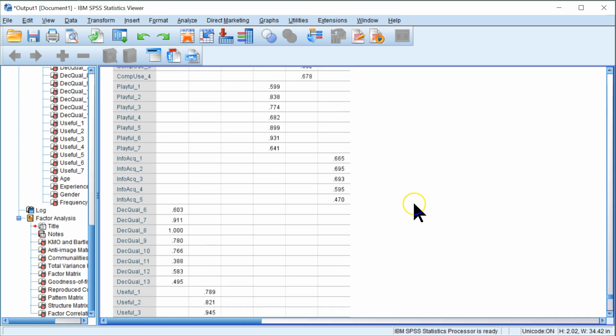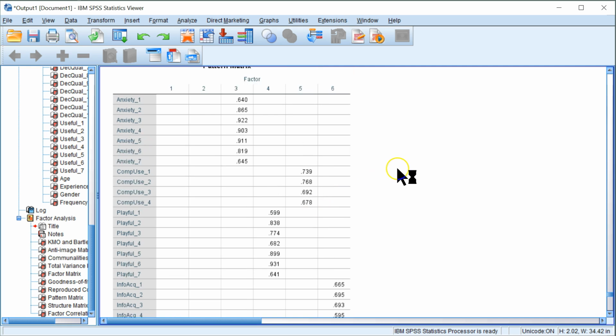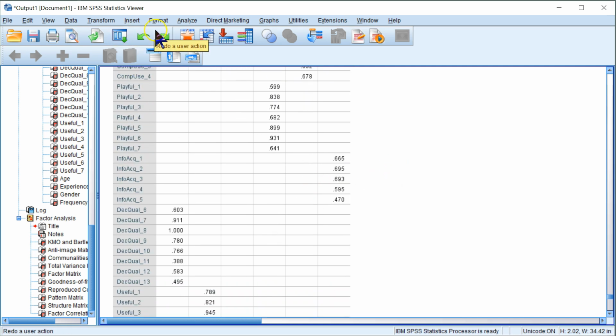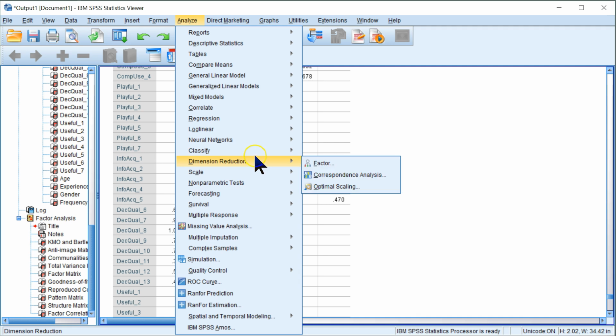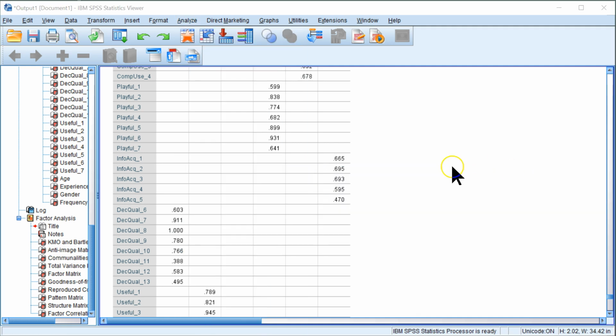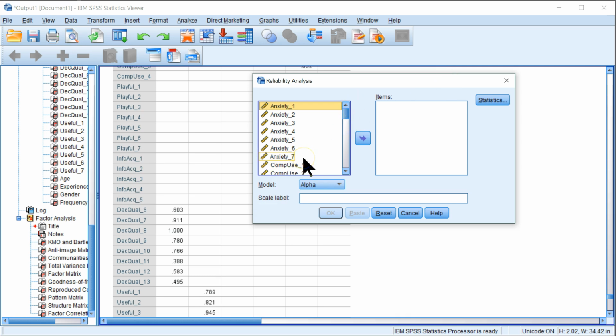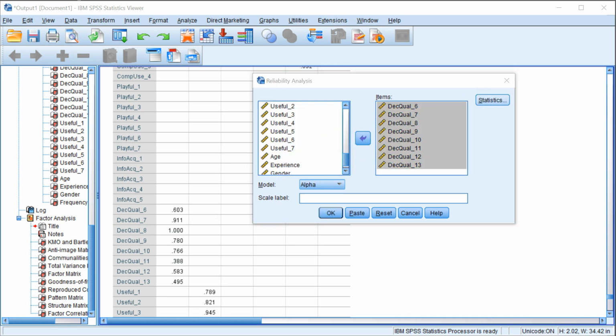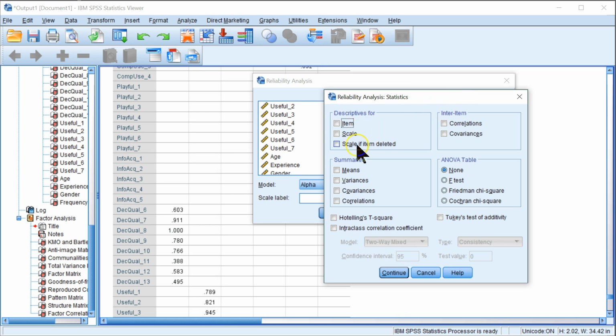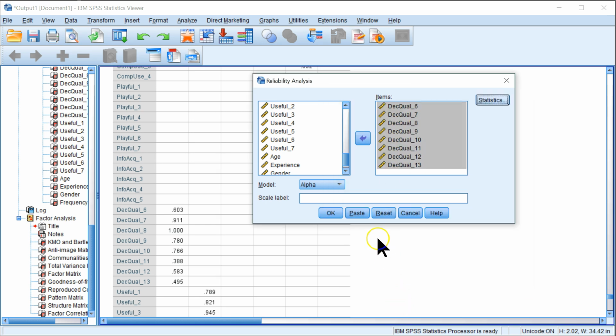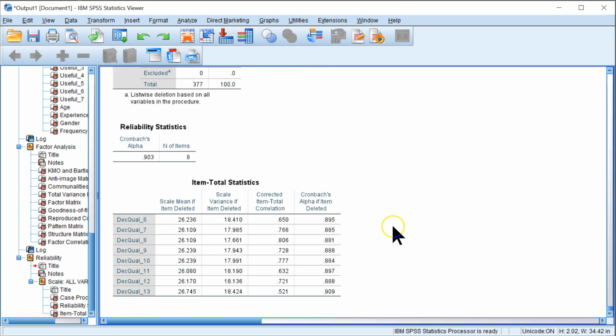So what are we going to do? The first thing I'm going to do is look at information acquisition and decision quality in isolation in a reliability analysis. So let's go to scale reliability, and let's look just at, what was it, decision quality. Here we go, decision quality. Here, and statistics, scale if item deleted, continue, okay, and it's a great Cronbach's alpha, wow.